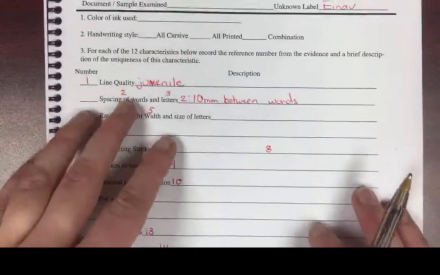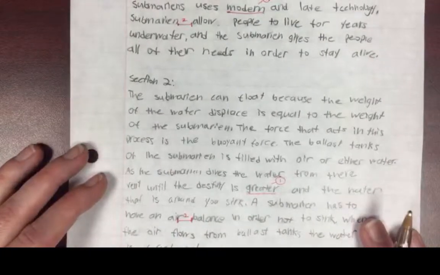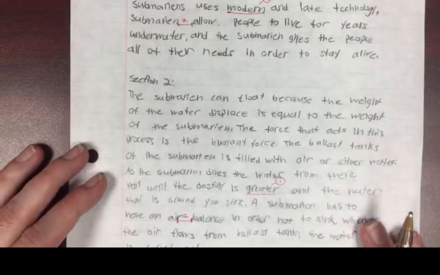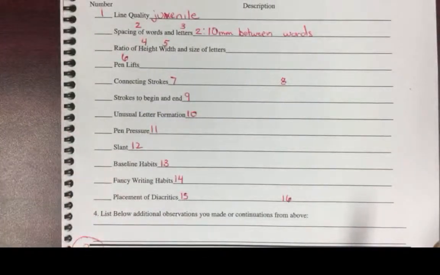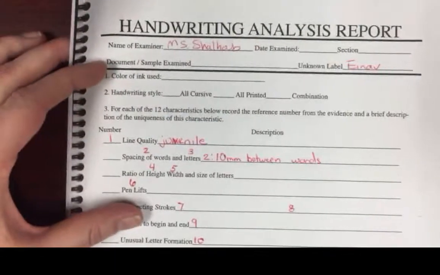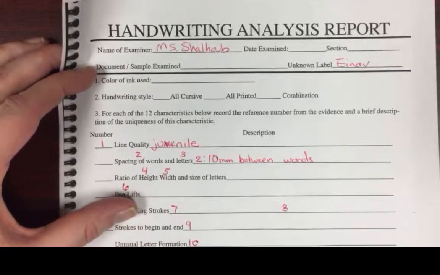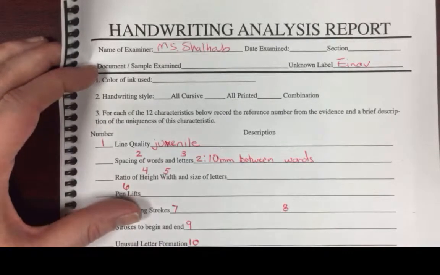If I look at your analysis report and I look back at your handwriting sample, it should be clear to me what you were labeling and what you were trying to explain. When you're done, your analysis report and your handwriting sample should be stapled together with the report on top, and I will collect this from you on Monday. If you have any questions, you may come to Extra Help after school, and I will be there to help you.